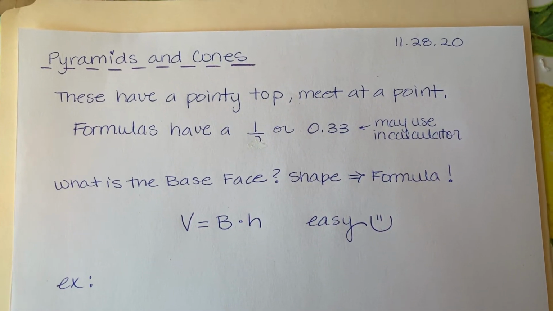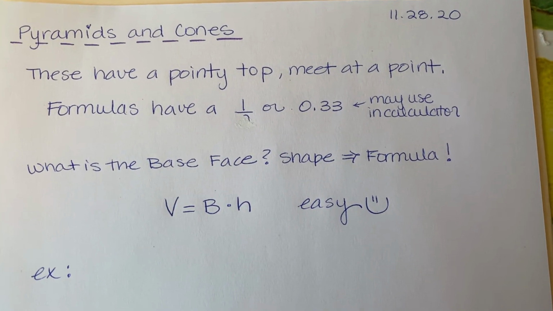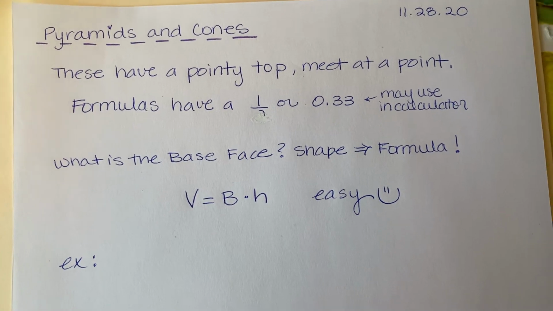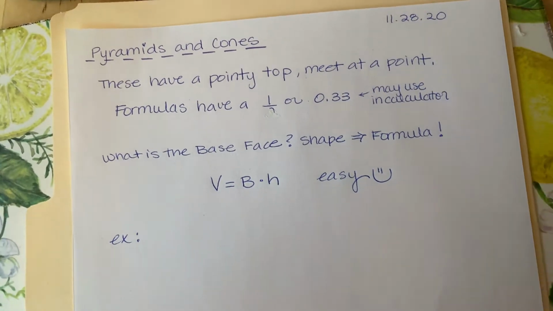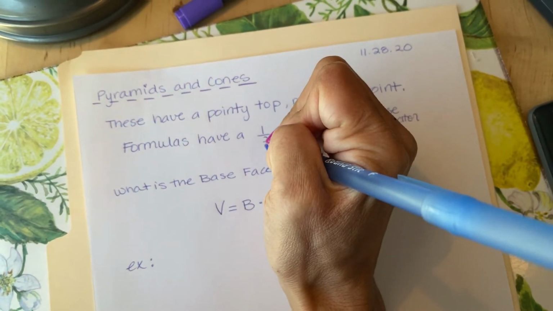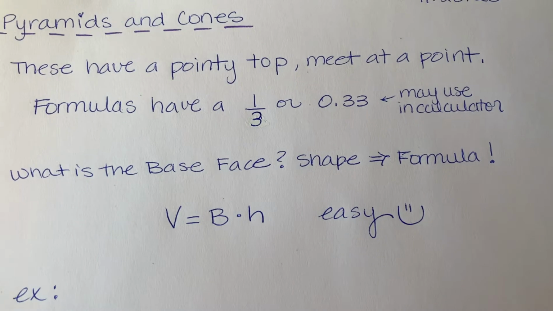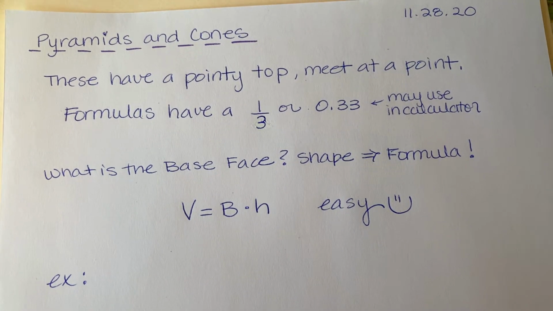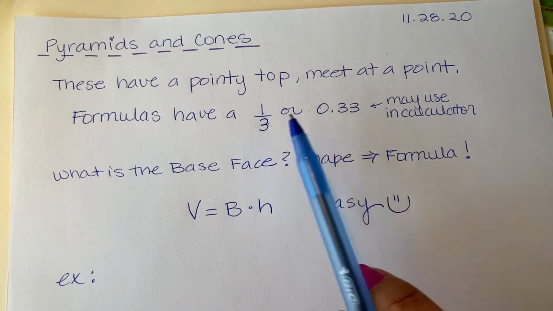Okay, pyramids and cones. Here we go. Pyramids and cones have a pointy top. They meet at a vertex point. Okay, so the formulas have a 1/3. I did my 3 too bubbly. Have a 1/3 or 0.33. You can use this on a calculator if you don't want to use the 1/3.